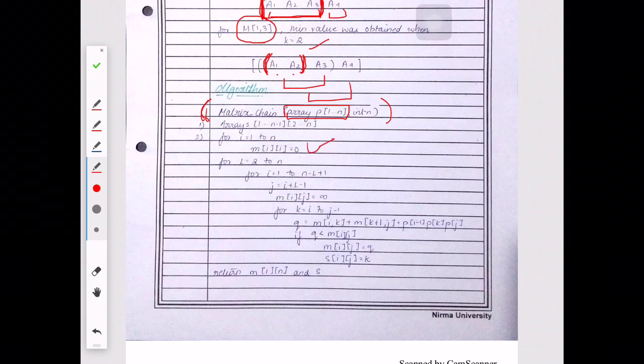Now for L is equal to 2 to n, this will be clear in a while. We have L from 2 to 4 in our example. Let's just write the values here. So in that we have another loop, that is i is 1 to n minus L plus 1. n is 4, minus L is 2, plus 1. So that gives us 3, right? So we have i from 1 to 3: 1, 2, 3. And the value of j will be calculated each time.